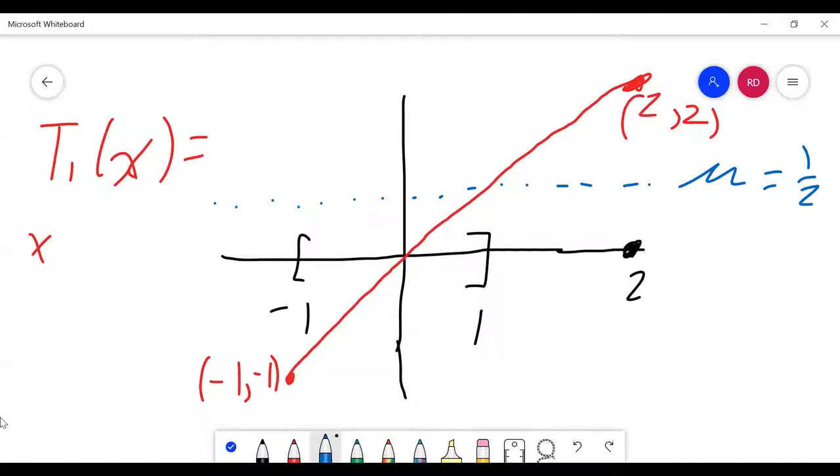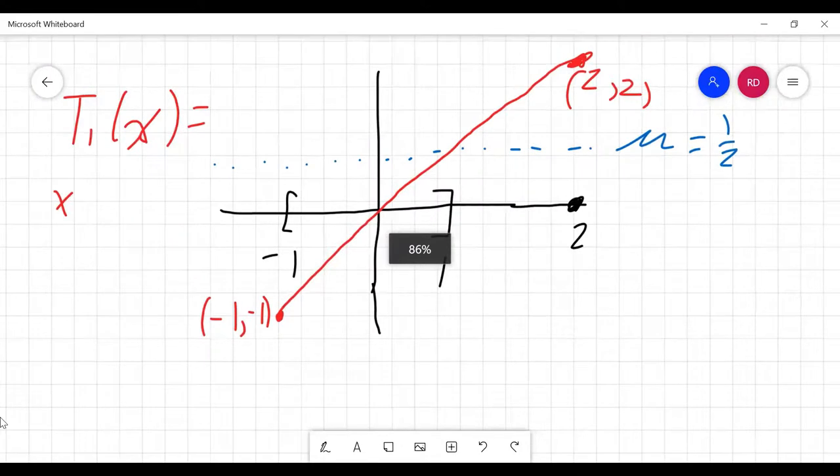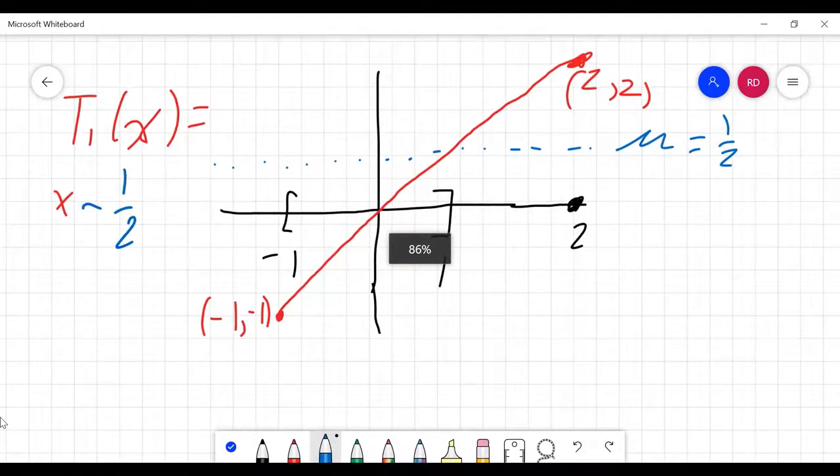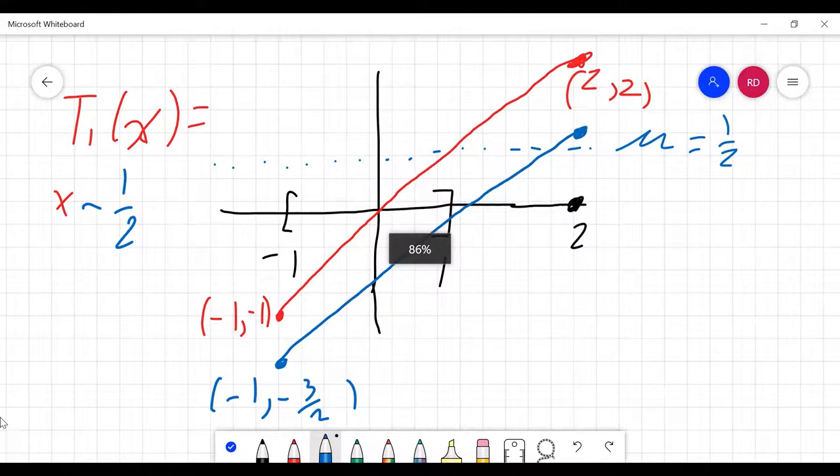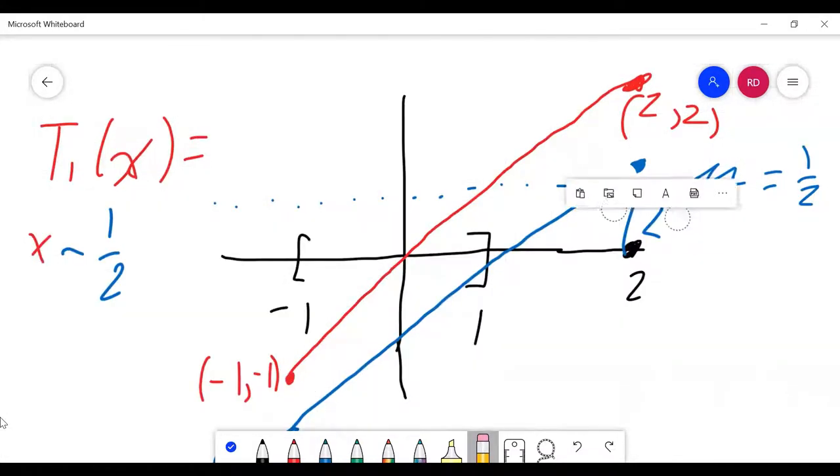So we will just subtract it off. So if instead of x, we go x - 1/2, then it'll go from, plug in -1, we get -3/2, up to, and if we plug in 2 to that, 2 - 1/2 will become 3/2.